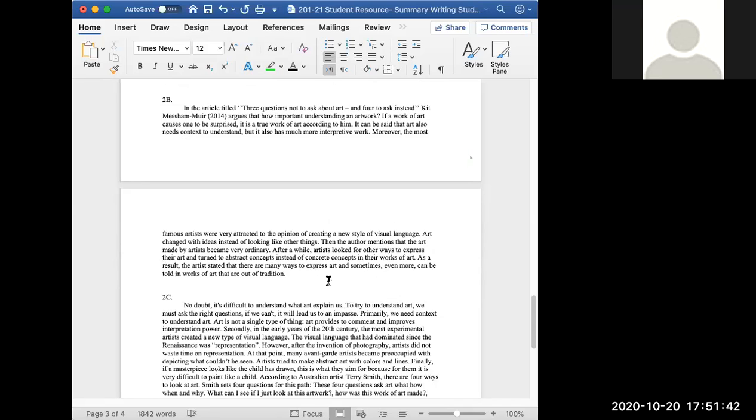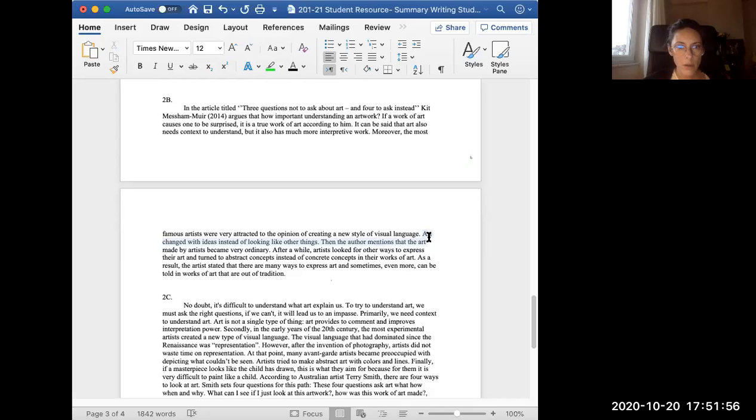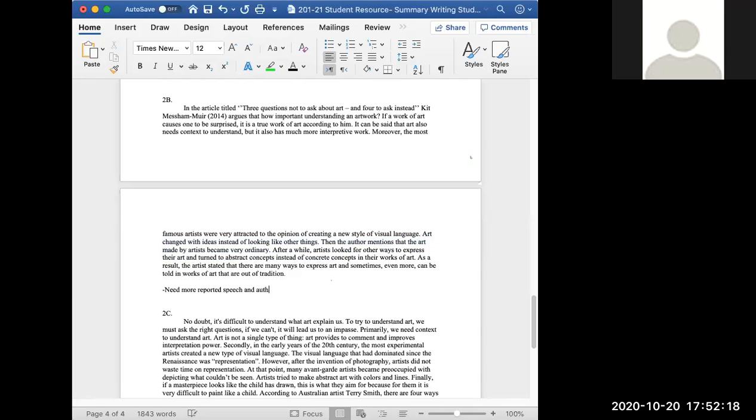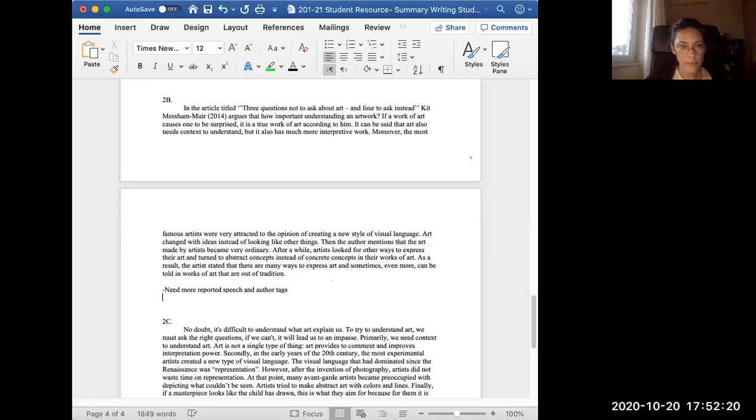Let's see, wait. I guess art changes with ideas instead of looking like other things. Okay, I see that sentence. Okay. So missing reported speech here or an author tag makes it unclear whose idea it is. Yes. Yeah, okay. Okay. Any other comments?